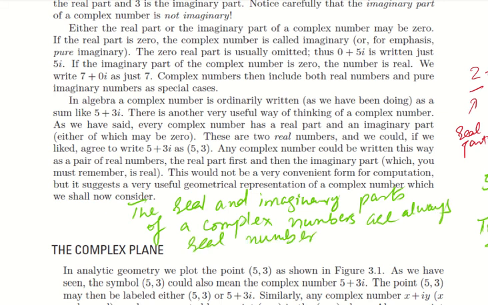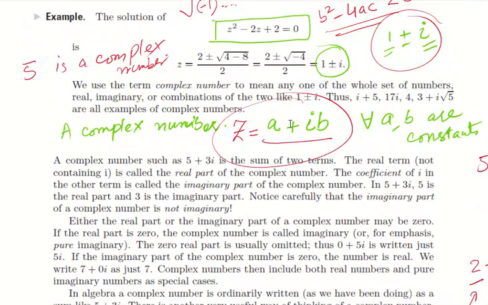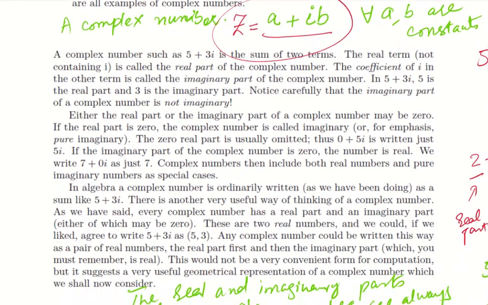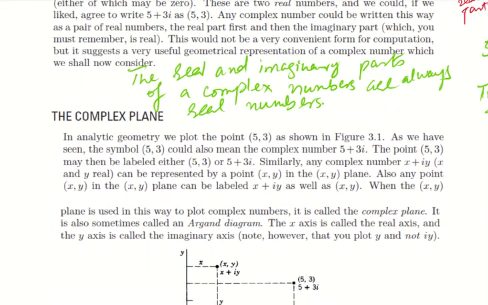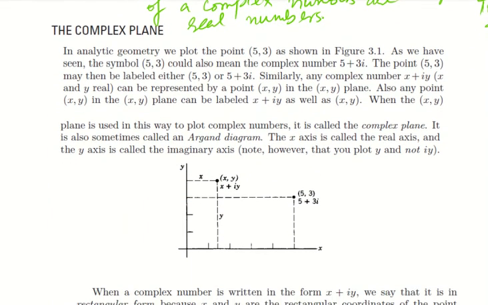What does that mean? Have you seen that in a plus iota b, a and b are not imaginary numbers. If you put iota, then the whole thing becomes a complex number, but a and b separately are always real numbers. So if this is the case, in normal geometry, what we do is plot pairs of numbers.